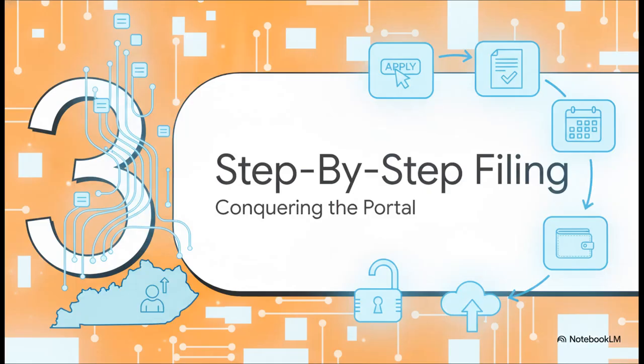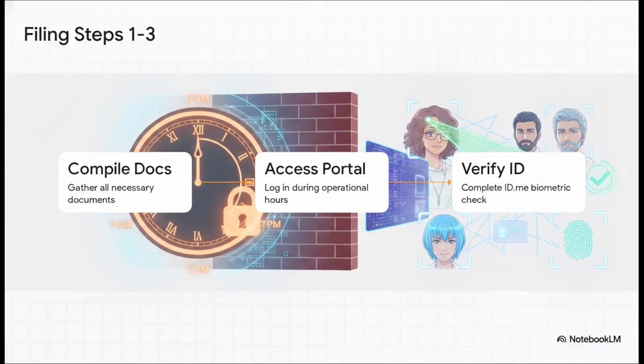Section 3. Step-by-step online filing. Okay, get this. Despite being a digital website, the portal is actually not available 24/7. Crazy, right? You have to access it during designated operational hours, which is generally Monday through Friday from 7 a.m. to 7 p.m. Eastern Time and Sundays from 10 a.m. to 9 p.m. If you try logging on outside those hours, you'll just hit a digital brick wall.